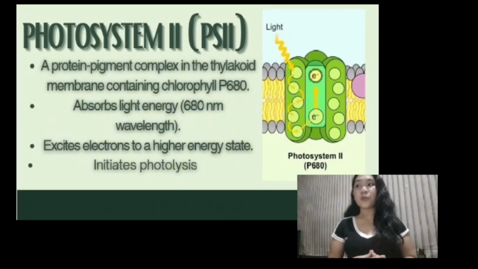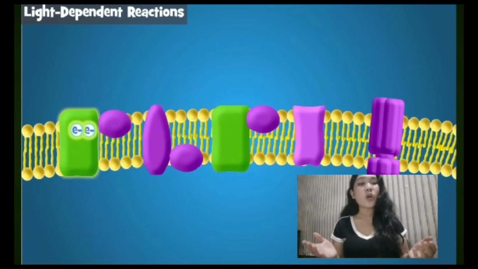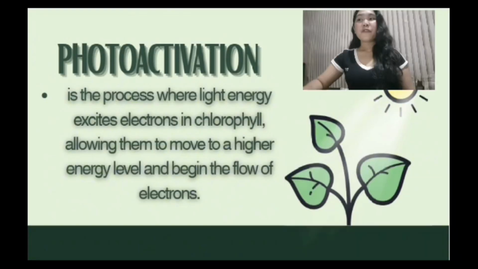Photosystem 2 is a protein pigment complex in the thylakoid membrane containing chlorophyll that absorbs light at 680 nanometers. It absorbs light energy and excites electrons to a higher energy state. When this happens, electrons in chlorophyll gain energy, or get excited. This process is what we call photoactivation. Photoactivation is the process where light energy excites electrons in chlorophyll, as I mentioned earlier. It allows them to move to a higher energy level and begin the flow of the electrons.